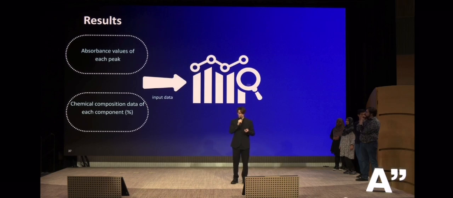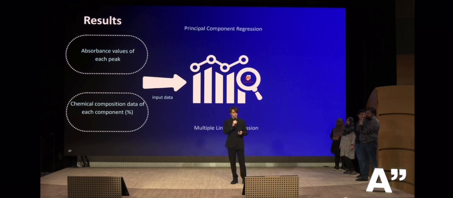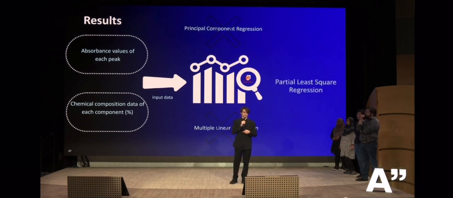We used just Origin Pro as software, and then we tried to find the meaningful relation between these two data sets to correlate them. We used different regression models like principal component regression and multiple linear regression, but none of them gave a meaningful result for us. Then we found out that the partial least squares regression model was able to handle the collinearity and multidimensionality between these two data sets.